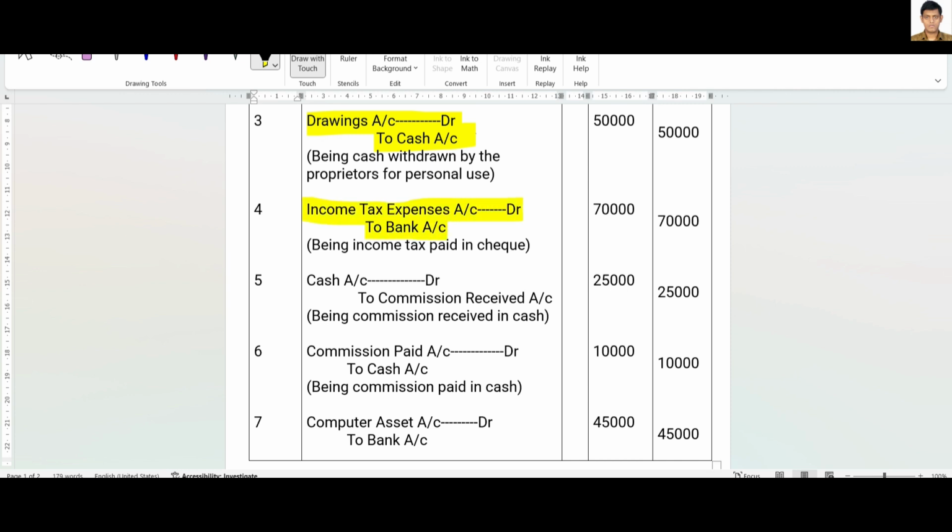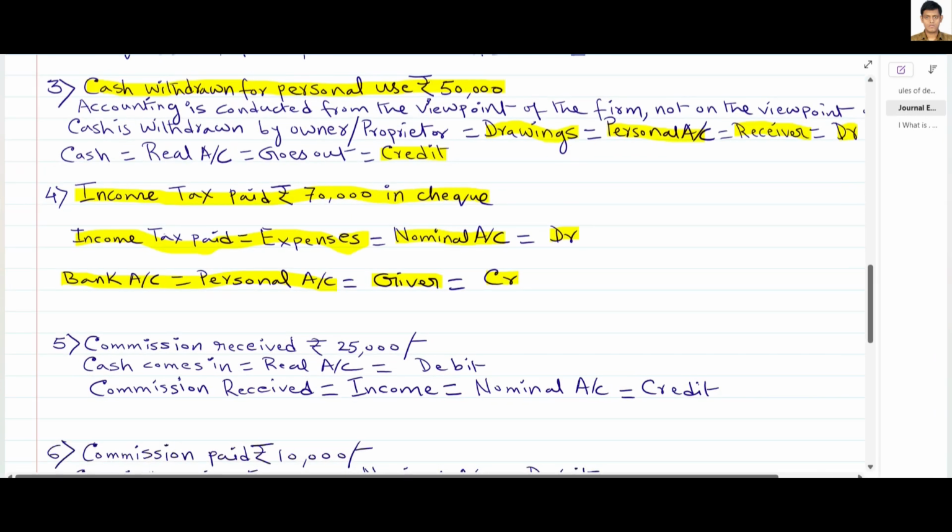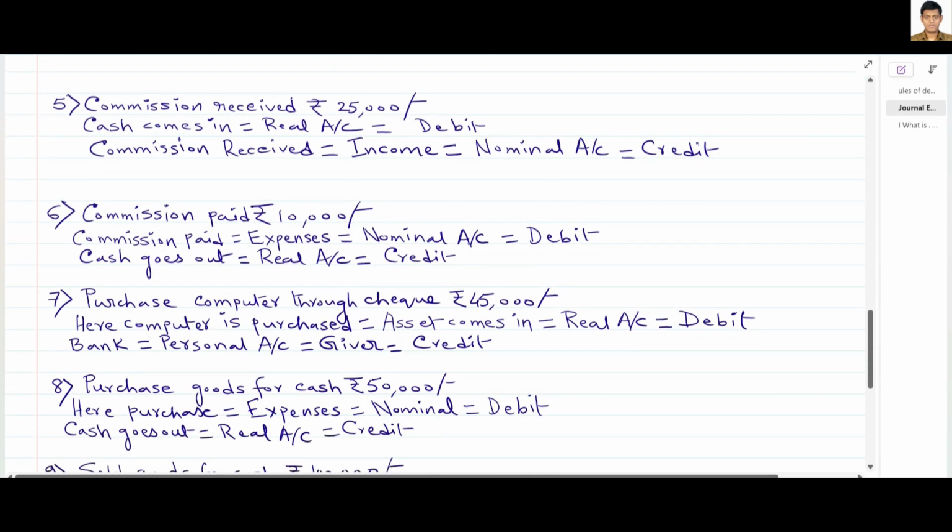Very simple. So let's come to the next journal entry. Commission received rupees 25,000. Here you are receiving commission rupees 25,000. But the commission may be received in cash. In this journal entry I am assuming that the commission is received in cash.